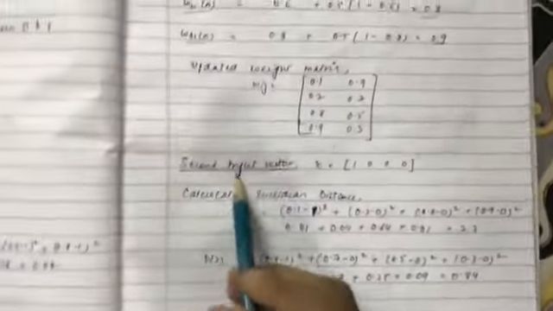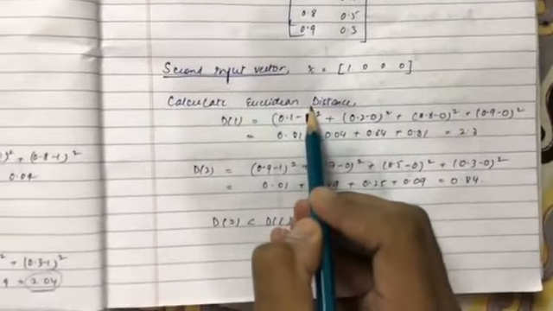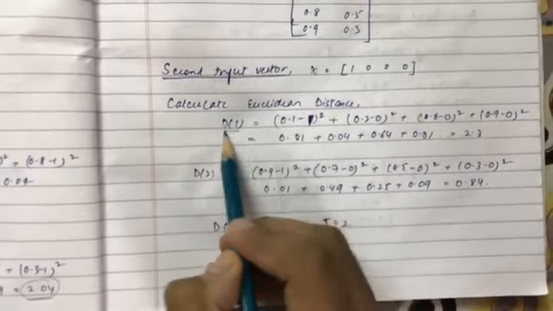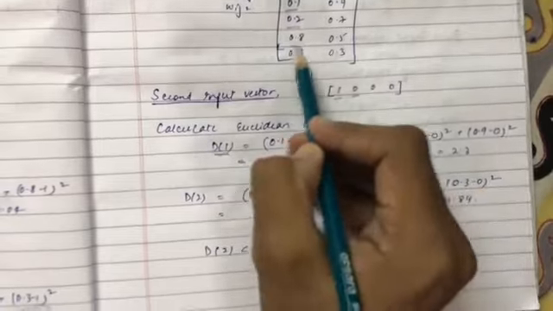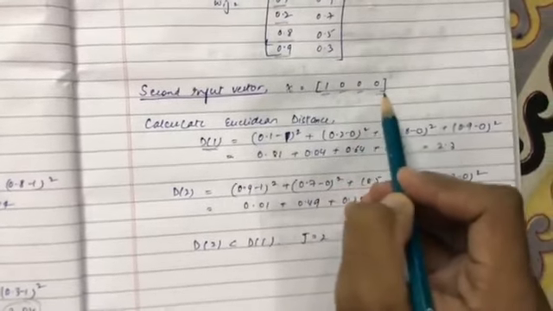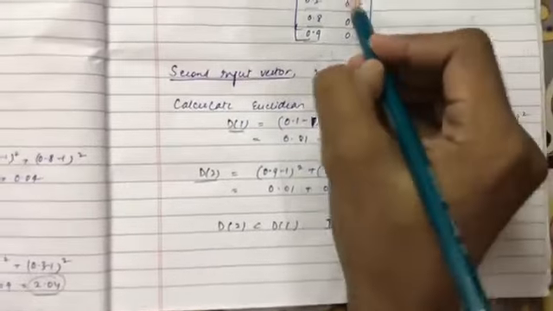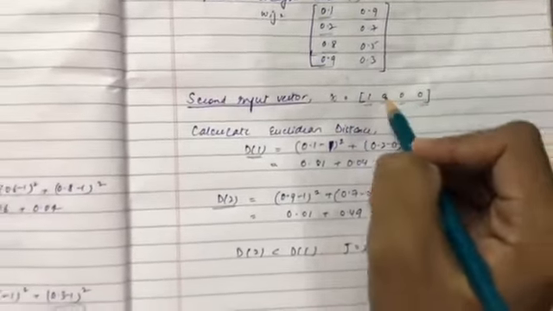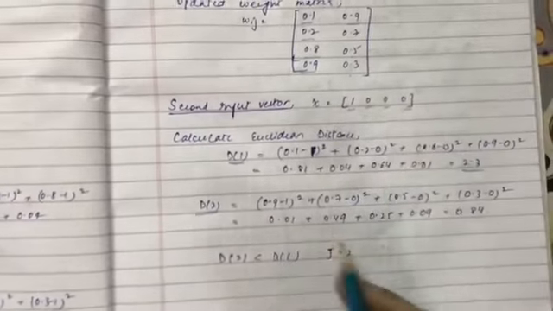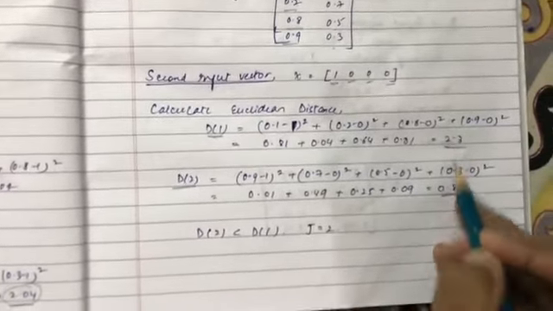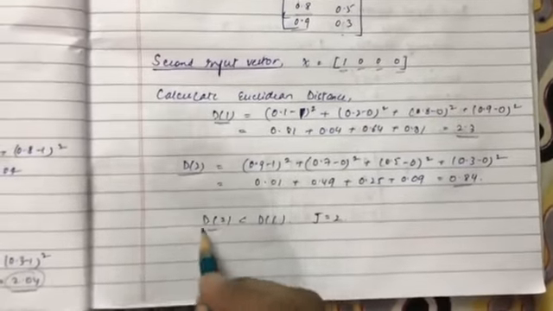Now let us see for the second input vector, x equal to 1, 0, 0, 0. We calculate the square of the Euclidean distance. Similarly, d1 is equal to (0.1 minus 1) whole square plus (0.2 minus 0) whole square plus (0.8 minus 0) whole square plus (0.9 minus 0) whole square. We'll get 2.3. Similarly, we'll calculate d2: (0.9 minus 1) whole square, (0.7 minus 0) whole square, (0.5 minus 0) whole square plus (0.3 minus 0) whole square. We'll get 0.84. Now whichever is lower, since d2 is lower, therefore the winning cluster unit is d2.